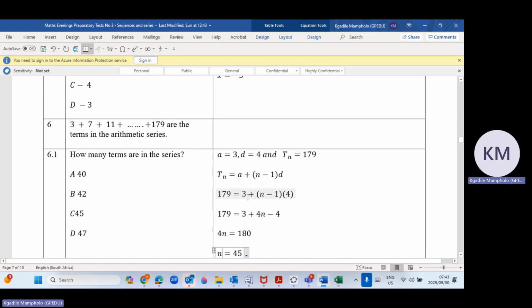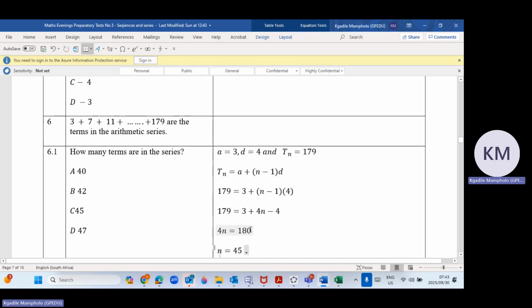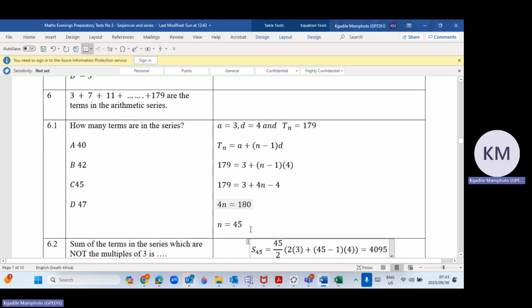Now, 3 is a, and then n minus 1, and you see that the common difference is 4. Then when you simplify it, you get n as 45. It means if you write all the missing terms, you will have 45 terms in this series.